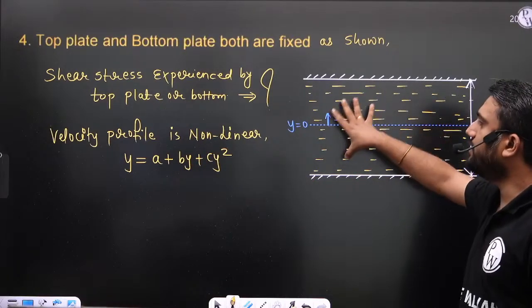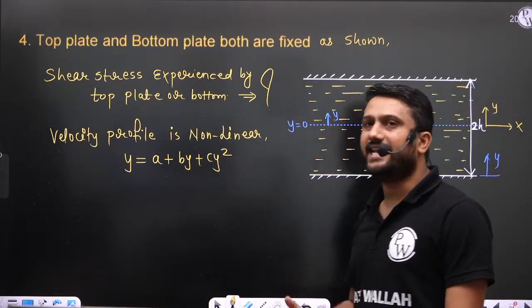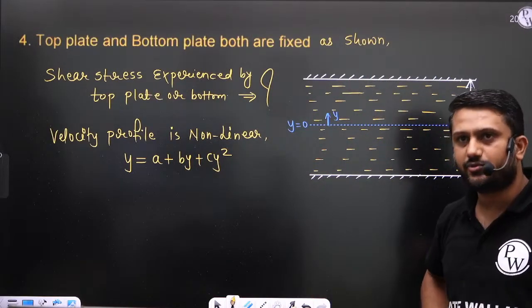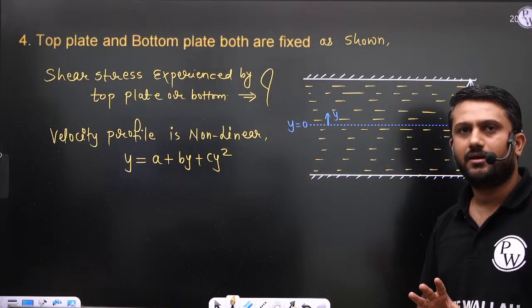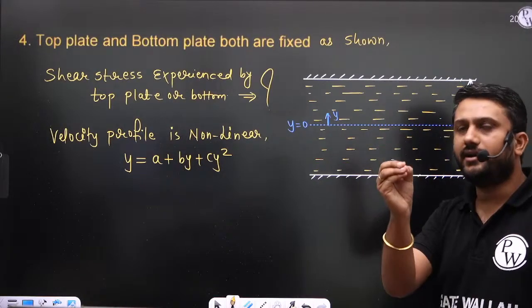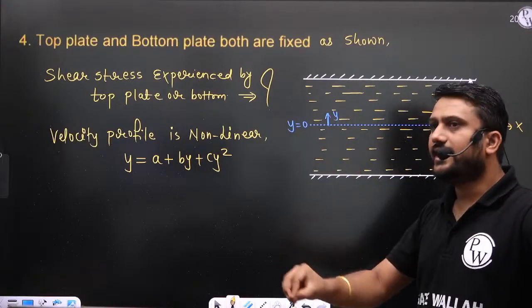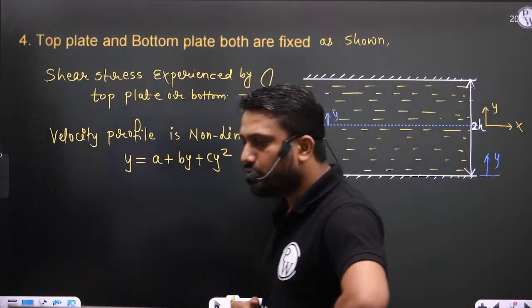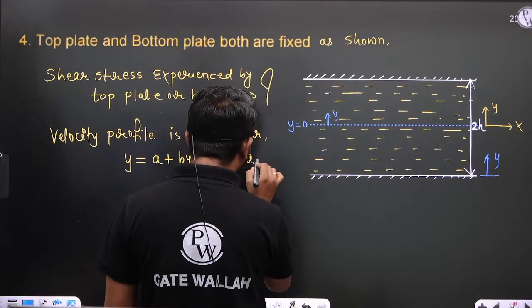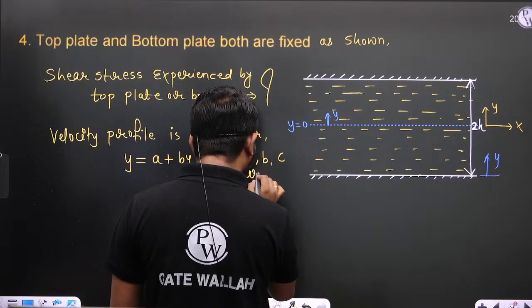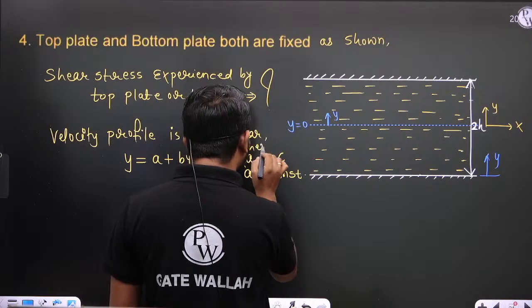In this problem, I am assuming the velocity profile is non-linear, and a non-linear profile follows a second degree parabola, u is equal to a plus by plus cy square. If the velocity profile is linear, then the problem is too easy. But to make the problem a little bit difficult, I am assuming the velocity profile is non-linear, following a second degree parabola, u is equal to a plus by plus cy square, where a, b, c are constants.